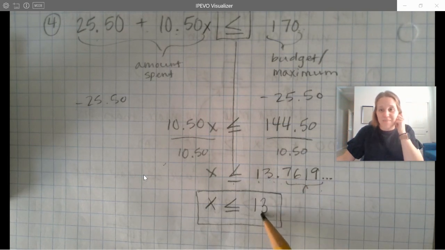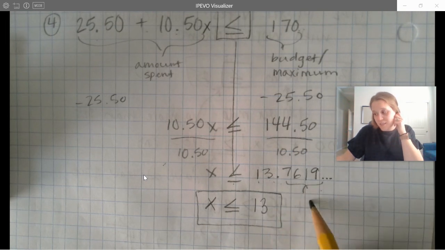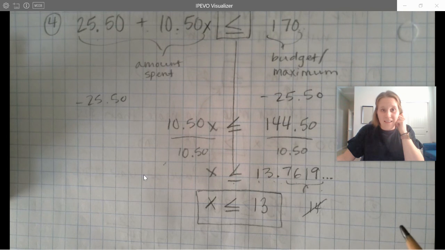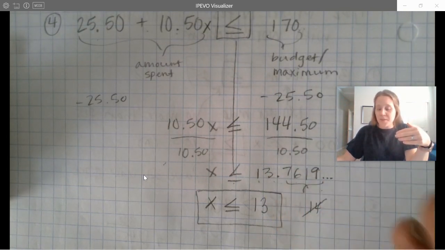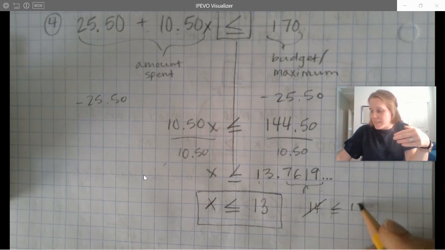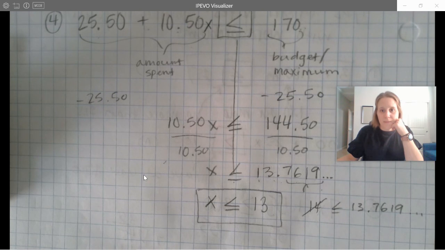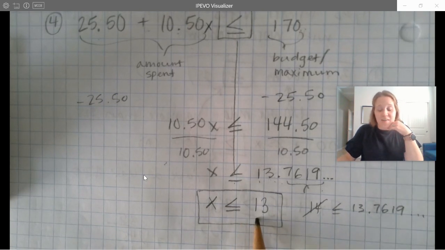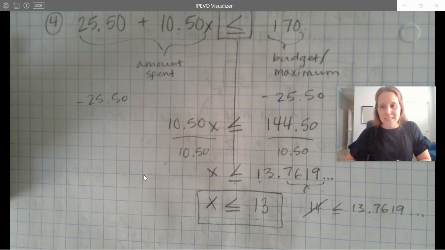I can have one help session or 2 or 3 or 4, all the way up to 13. John could not have 14 help sessions because 14 help sessions is greater than this number. And 14 does not make this original inequality true, right? So I have to round down because I have a budget, right? x is less than or equal to 13. So John can have 13 help sessions for his computer help service.